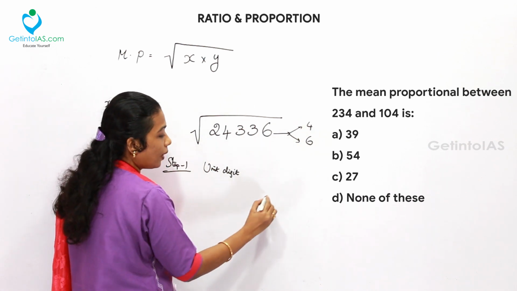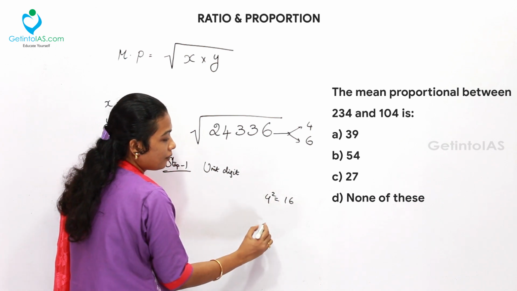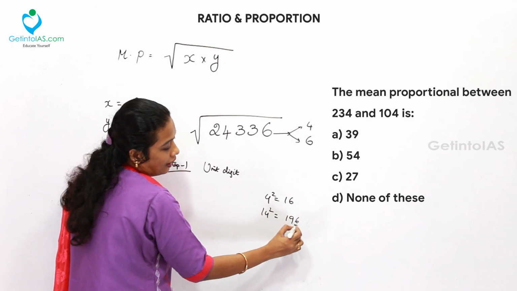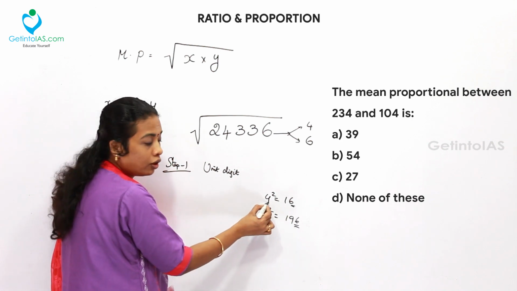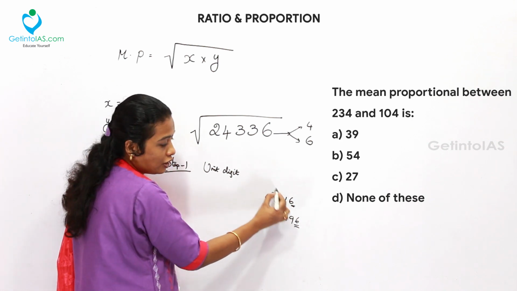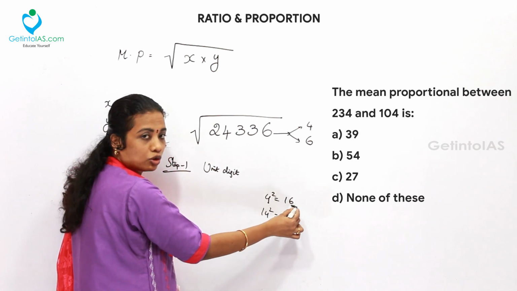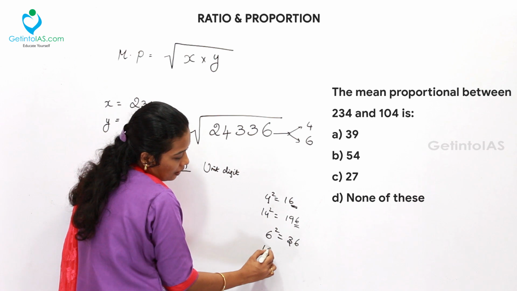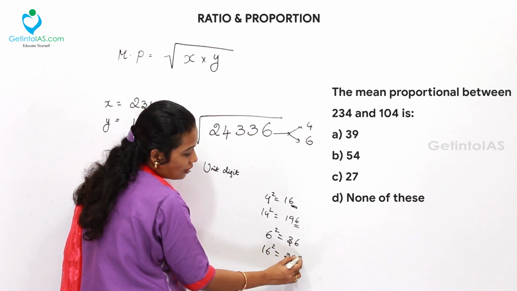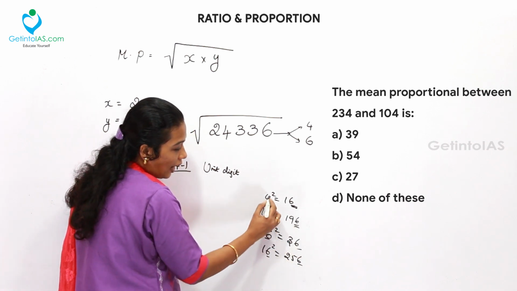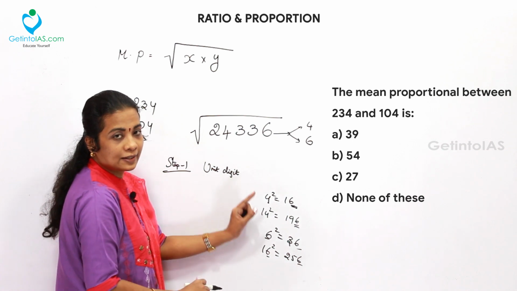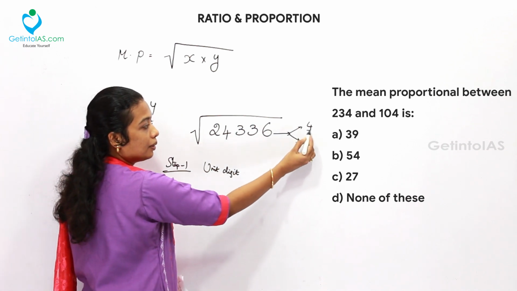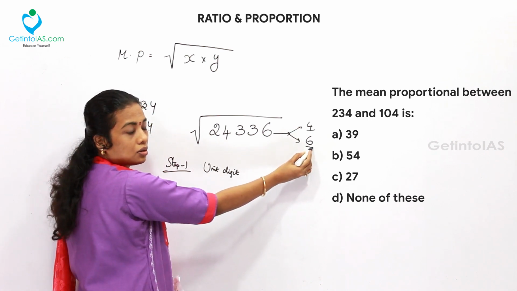That is 4 square which is equal to 16, 14 square which is equal to 196. Like that, any number ending with 4 will give you a result ending in 6 when squared. Also, 6 square is 36, 16 square is 256. See here, 4 and 6 share the result 6. That is the trick behind it. So we can say that the number should end with 4 or 6.